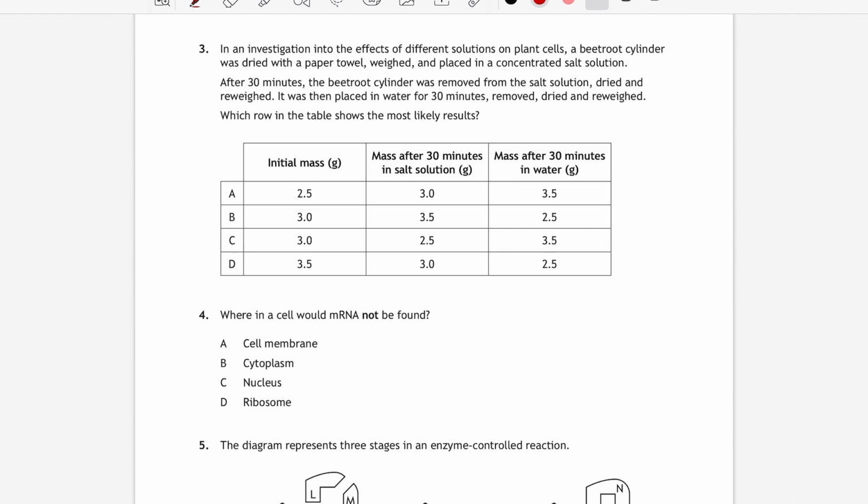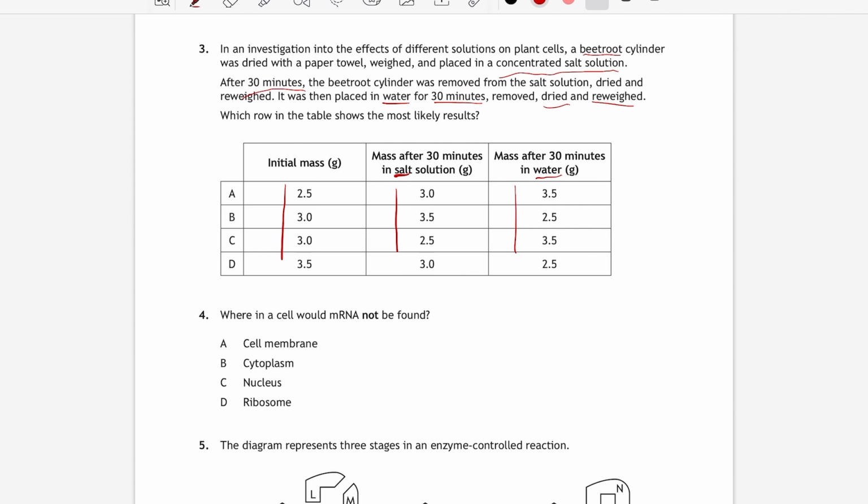Okay. So we're having a look at this, and I'm just going through everything. So I've got a concentrated salt solution, I've got beetroot, so I've got 30 minutes there, and I've got it's been dried, it's reweighed, okay, but it's then placed in water for another 30 minutes. Okay, so I've got my initial mass going down the first column, my mass after the salt solution in the second column, and my mass after being in the water in the third column.